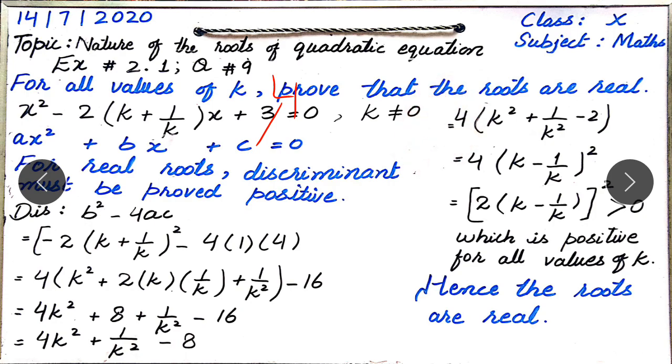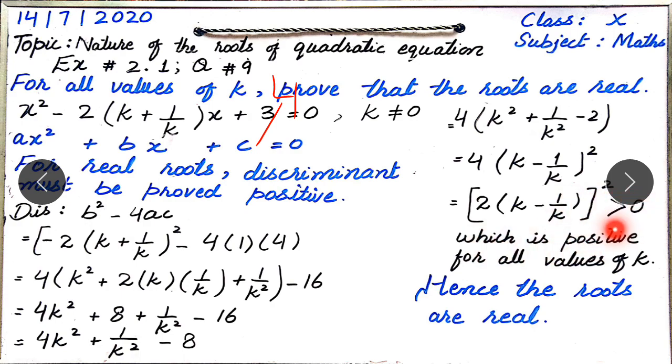Here for further simplification 4 is taken common, and we can shrink this formula: a square plus b square minus 2ab, so a minus b whole square. Since we are supposed to make it positive, what we have done is make it a perfect square, because every number written in square form is automatically positive. Like if I write even minus 2 raised to the power 2, it will be plus 4. So when you write this whole expression in perfect square form, you can conclude that this expression is greater than 0, and of course it is a perfect square.